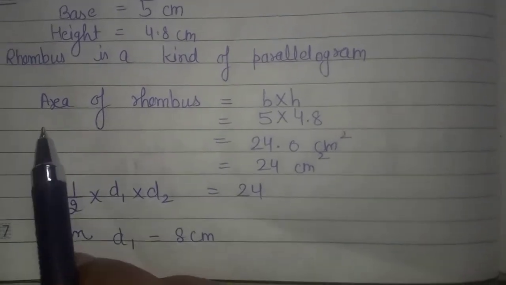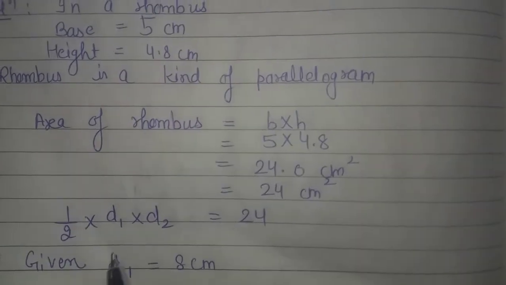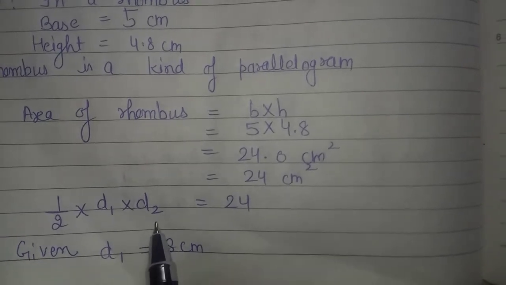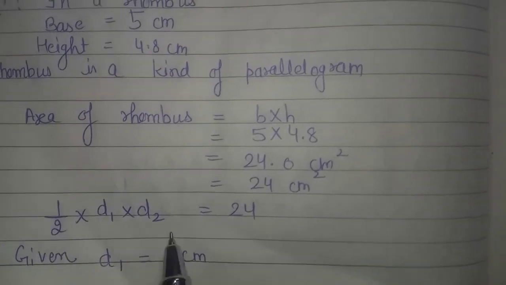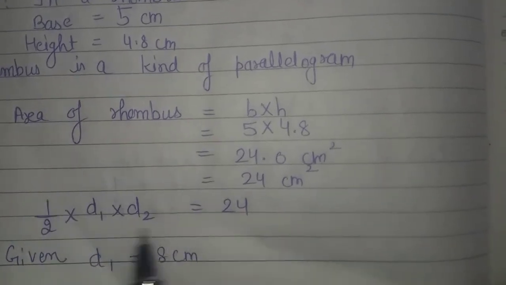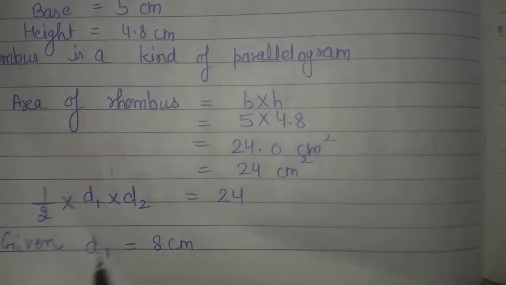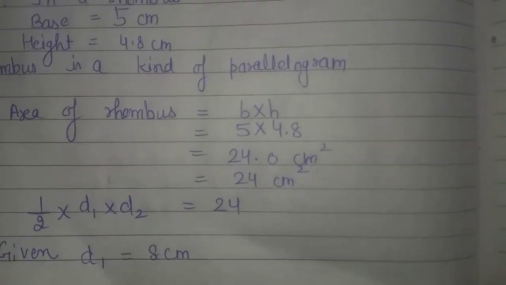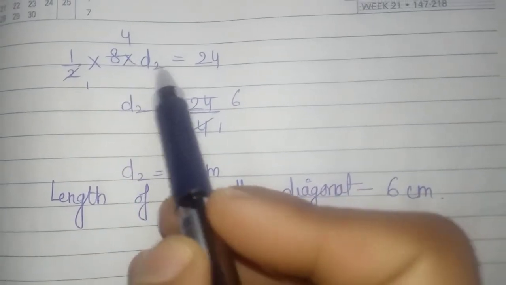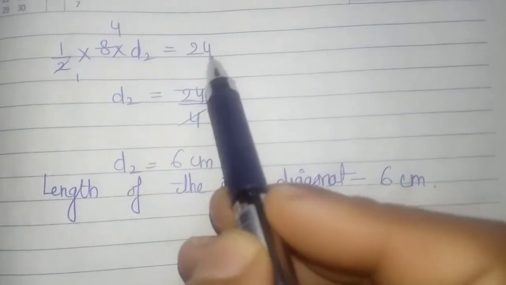And after that, we also know that one diagonal is given to us in the question. So it means if we have to calculate the second diagonal, we will use this formula again. 1 by 2 into d1 into d2 on the place of area of rhombus, and that is equal to 24, which we already calculated here. And d1 is given 8 centimeter. So on putting the values, 1 by 2 multiplied by 8 into d2 is equal to 24. 2 ones are 2, 2 fours are 8. 4 into d2 is equal to 24.